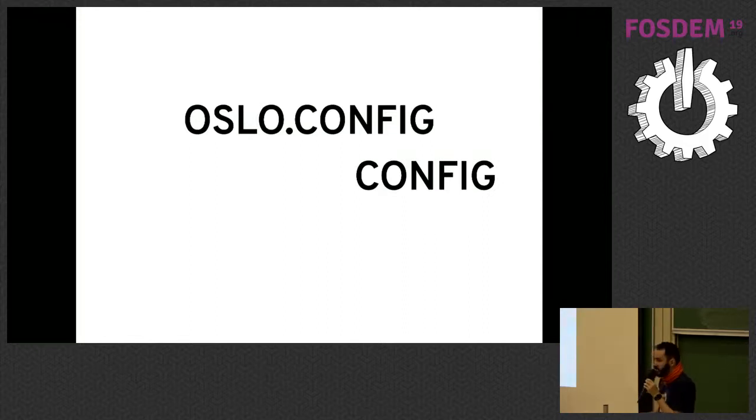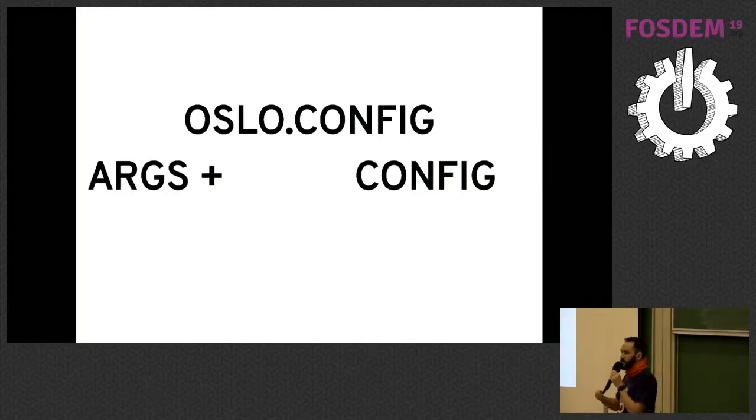So oslo.config, at the beginning, works with configuration files. But you can also have arguments, which will have priority over the configuration files. So you can have your config in the configuration files, and if you need any change, you can just overload them with the arguments.